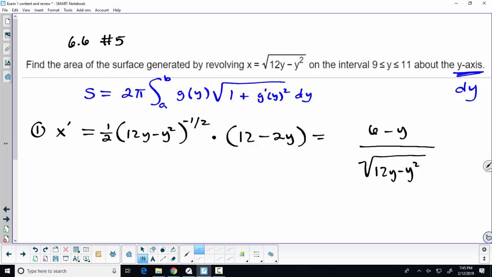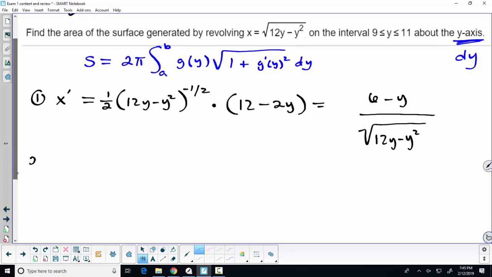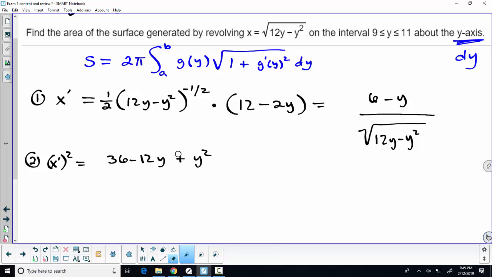Okay, so there's the derivative, then we need to square that. x prime squared. So let's go ahead and just square the entire thing instead of writing it as 6 minus y squared. So 36 plus y squared minus 12y, all over 12y minus y squared.